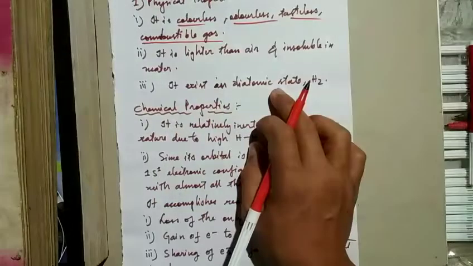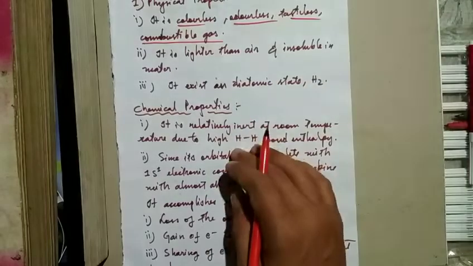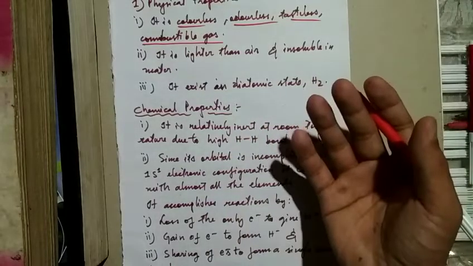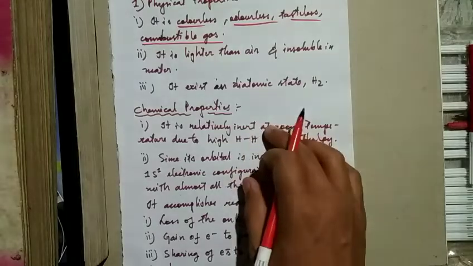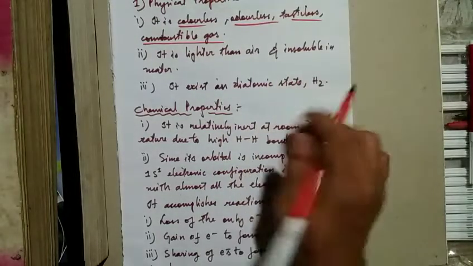It exists in the diatomic state, H2. Hydrogen, as we have discussed before, does not exist freely, but it exists in associated form, or we can say in the diatomic state, that is H2.